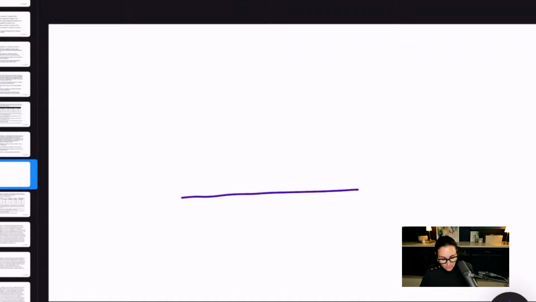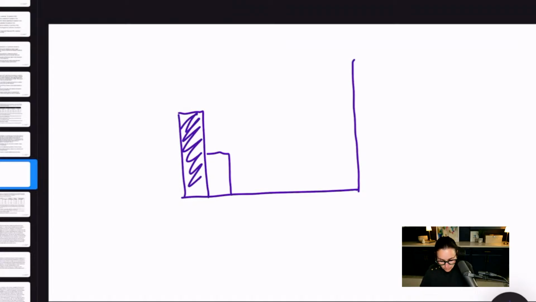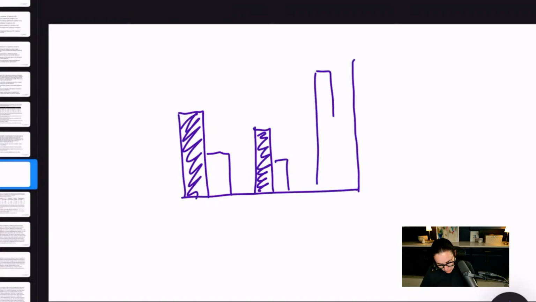It's going to be a bar graph, and let's just say here, and we've got one here.